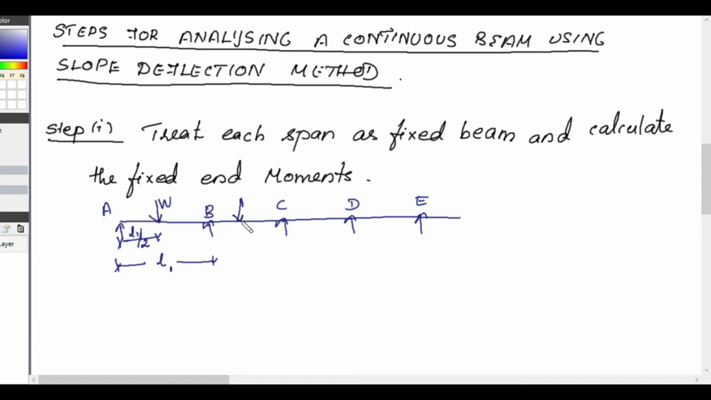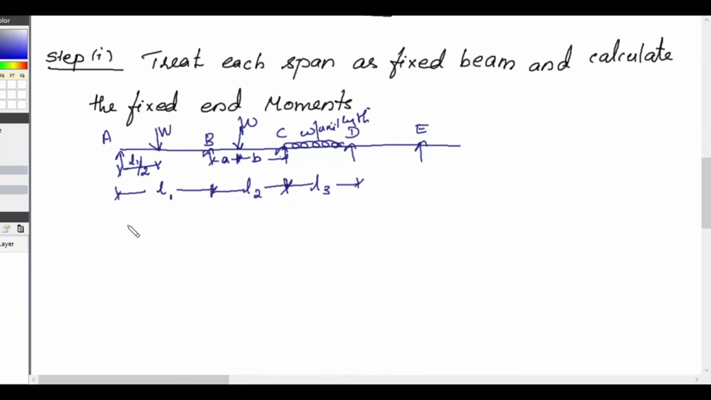So BC will have a load W acting at a distance a from B. So this distance will be equal to b, and BC will be of length L2. And suppose this CD is having a UDL of w per unit length and this is of length L3. Suppose if this is the case. Okay, so in our first step, we will assume every span as a fixed beam. That means we will consider this AB as a fixed beam. So our AB will be considered as a fixed beam. BC will be considered as a fixed beam.